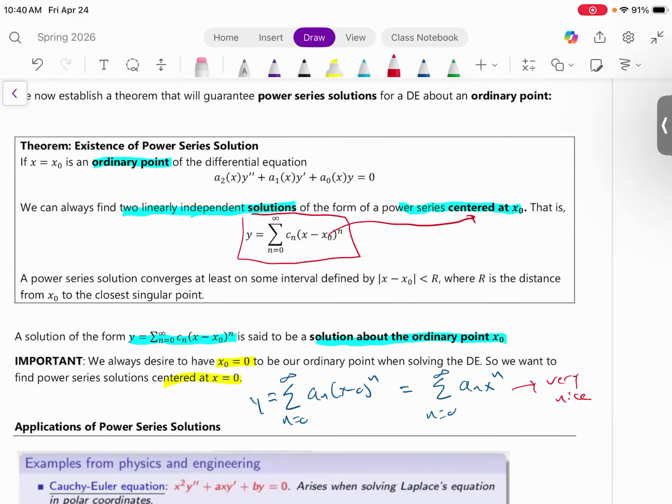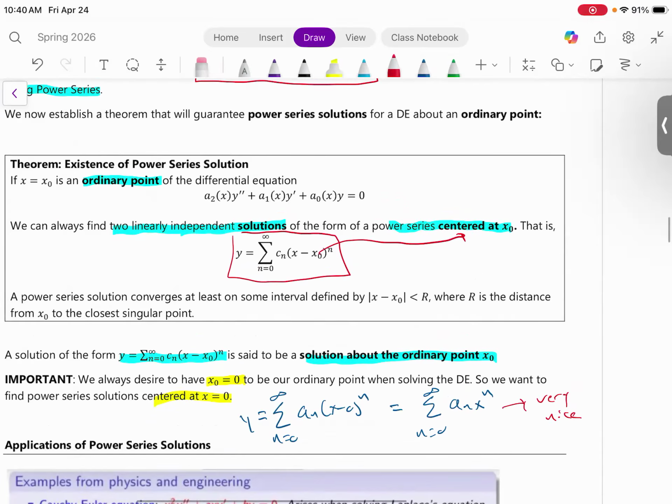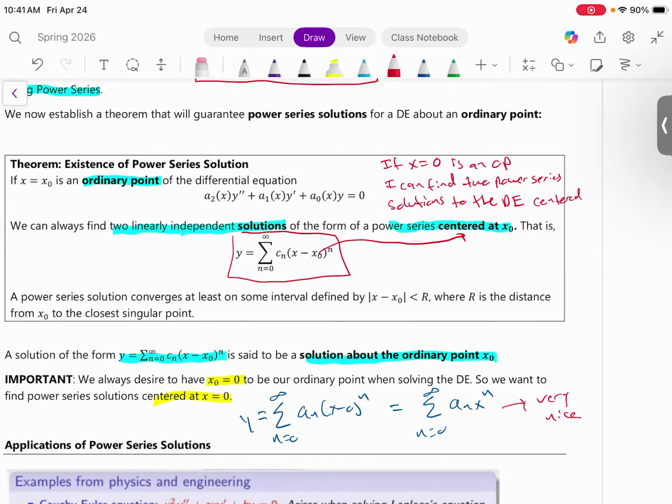Relaying that back to the theorem: if x equals 0 is an ordinary point, because we need it to be an ordinary point, I can find two power series solutions to the differential equation centered at x equals 0. So that's my goal, and that's what the theorem allows us to do.